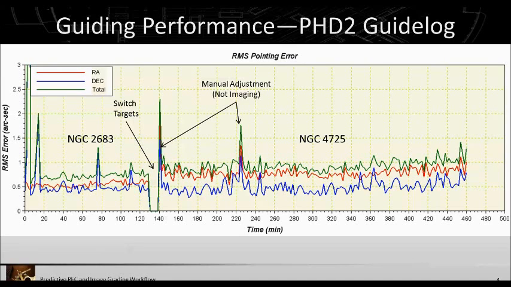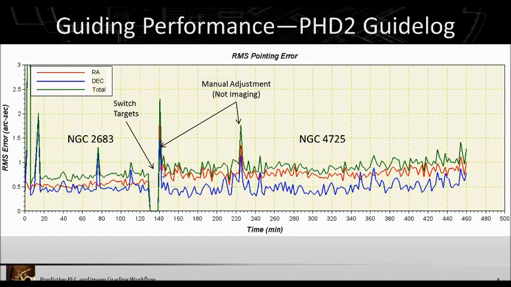But basically, what you see here is that for DEC, the blue line, I'm below 0.5 arc seconds RMS, which is actually for me pretty good. Also in this first phase of imaging with the first target, the RA pointing error is also quite good. For the second target, the DEC performance was still about the same, performed pretty well. It got gradually worse as the night wore on, but no extreme deviations.